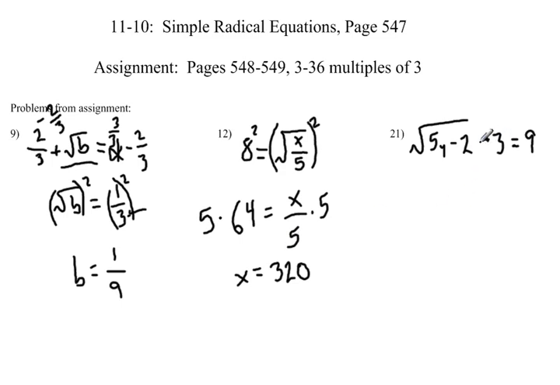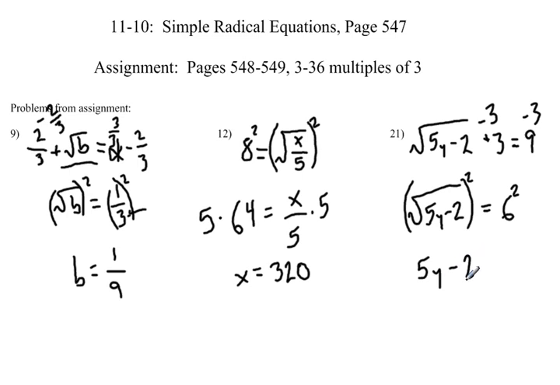And on number 21, this one is kind of like your example 2 we started out with. Subtract 3 from both sides to isolate 5y minus 2 all by itself. So when you square both sides, now you have a solvable equation. 5y minus 2 equals 36. Add 2 to both sides. 5y equals 38. And then to get your answer, divide both sides by 5. So you get y equals 38/5 for that one.